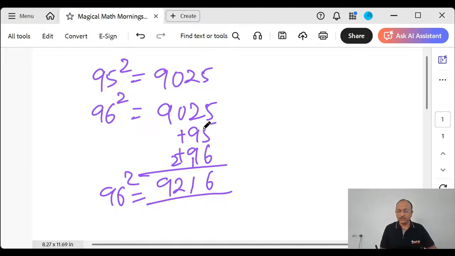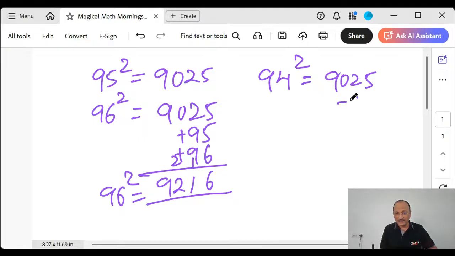Definitely, yes. Though you may initially use paper and pen, it will take definitely less than half the time of doing 96 into 96 and multiplying and all. Suppose you were to find 94 square. What will I do? I will start from 95 square, which we know very easily. From that, I will subtract 95 first. What do you get when we subtract 95?